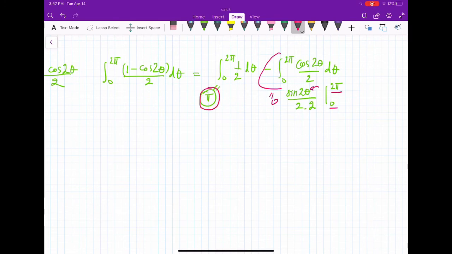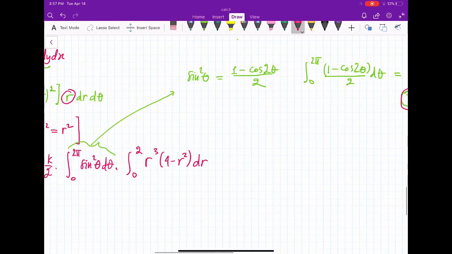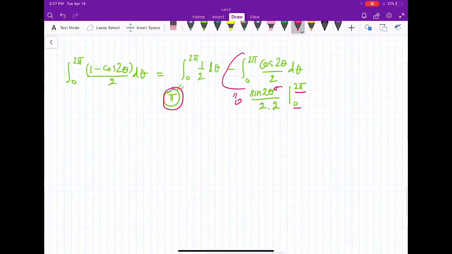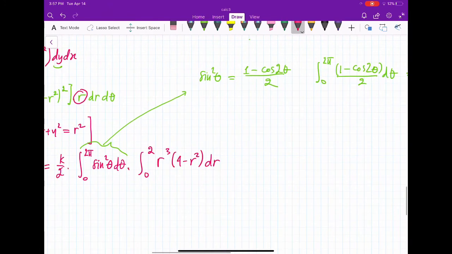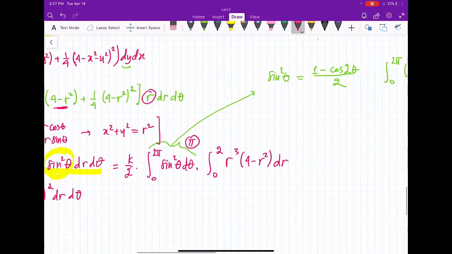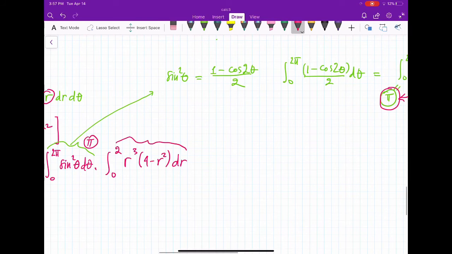Overall, we have pi right here. Okay? So, this is just pi. Agree? Now, let's evaluate the second one.